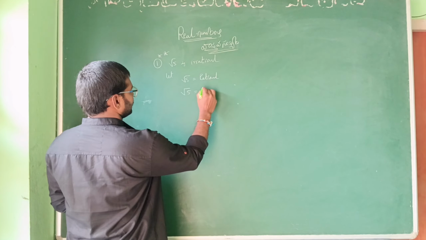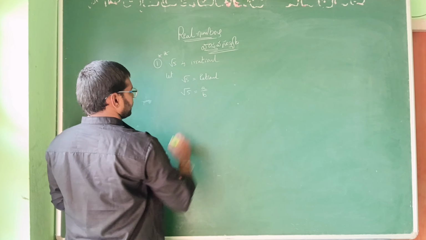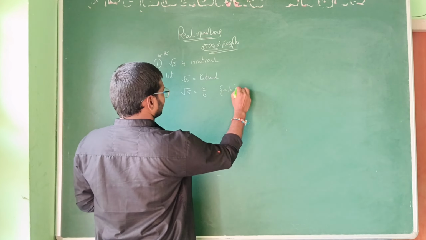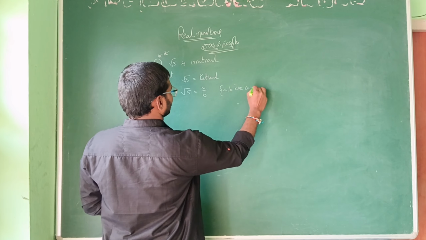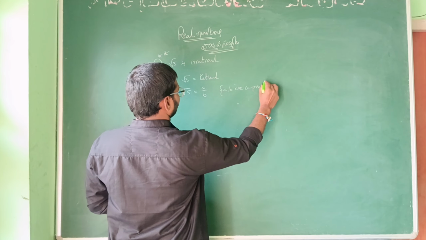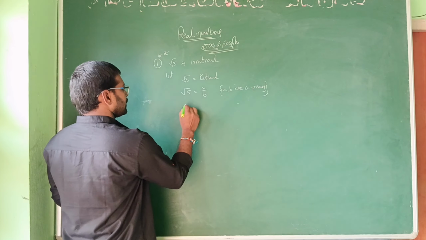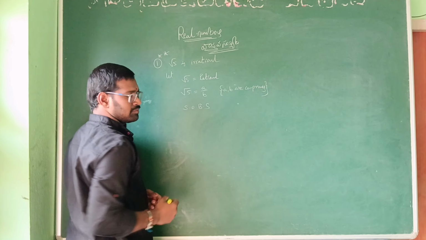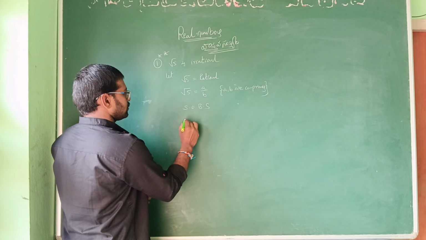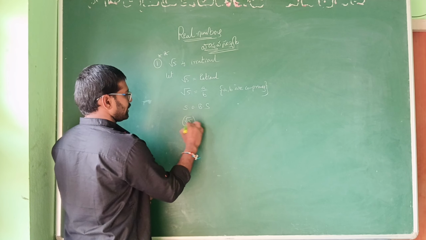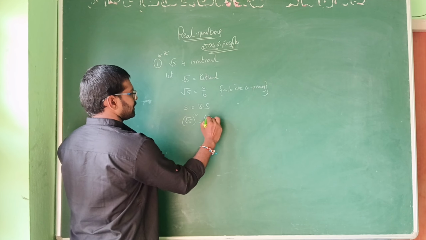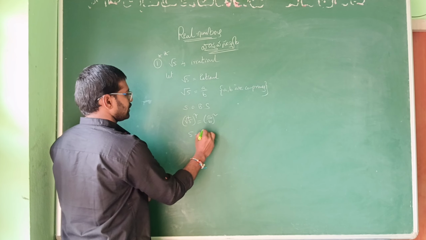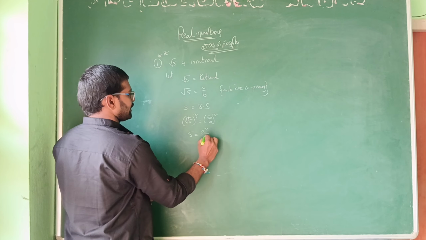So root 5 equals a by b, where a, b are co-primes. Now, squaring on both sides. Root 5 whole square, and a by b whole square. The square and square root cancel. 5 equals a square by b square.